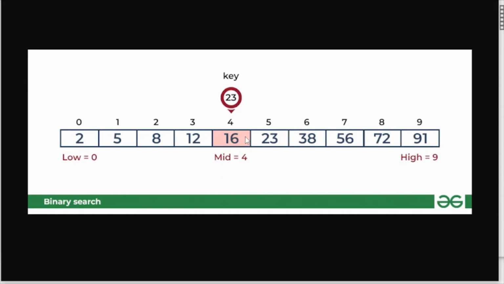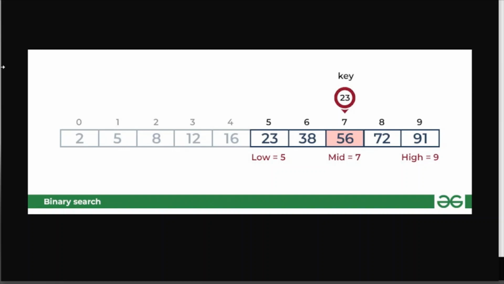After applying logic, we can see the left side of the array will always contain the elements which are less than 16, and the elements which are greater than 16 always lie on the right side of the mid index. So we see our key is greater than the mid element. So we know it will always lie on the right side of the array. So we reduce our search space by changing the value of low, which is 0, to low equal 5, which will be mid plus 1.